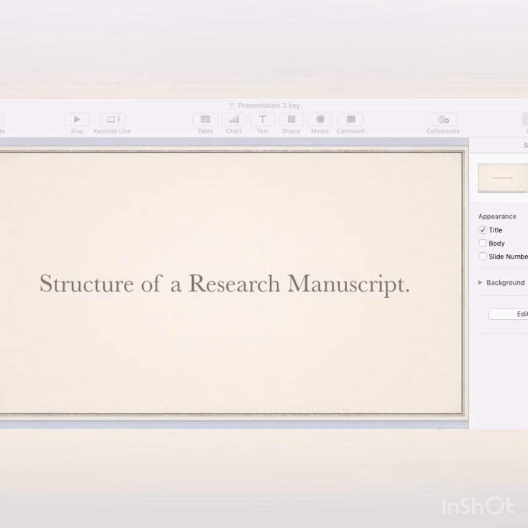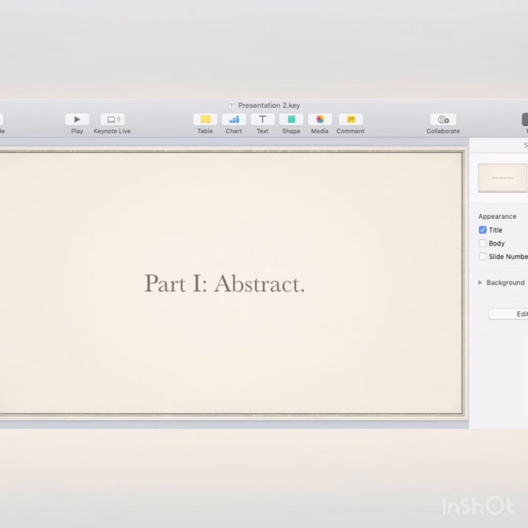So now we dive into the main reason as to why this session is being presented, and that is to present the structure of a research manuscript. We'll begin each stage one stage at a time. The first part of which is the abstract. It's the first part of any research paper, whether it's original research or a case report or systematic review or meta-analysis or so on.